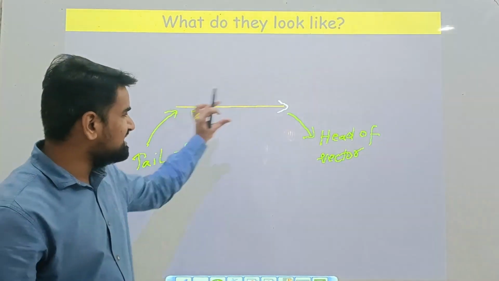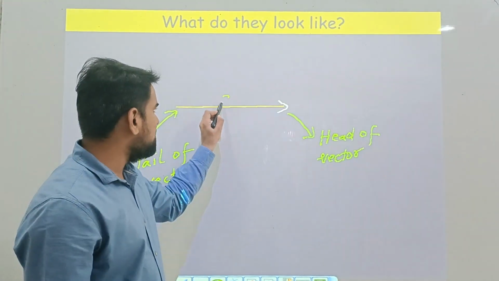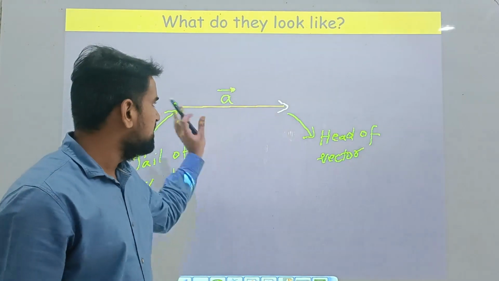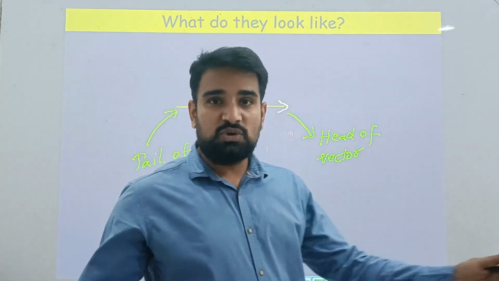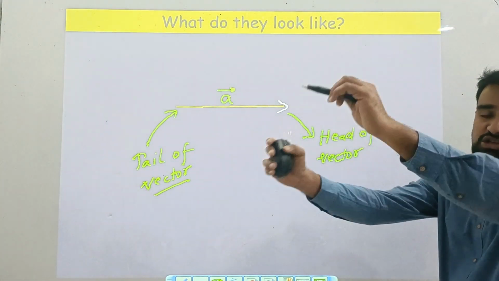So basically this is a full graphically represented a vector. From here to here is the magnitude, this is the direction, and this is the a vector. It's quite simple, right? This is how we learn a representation of a vector.